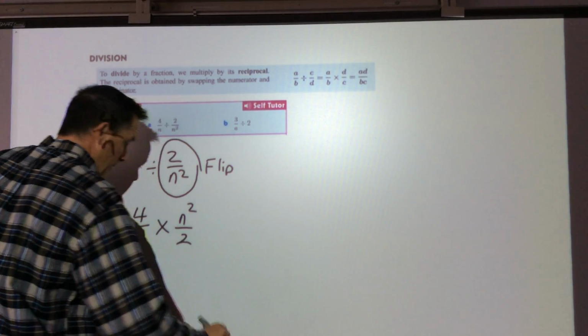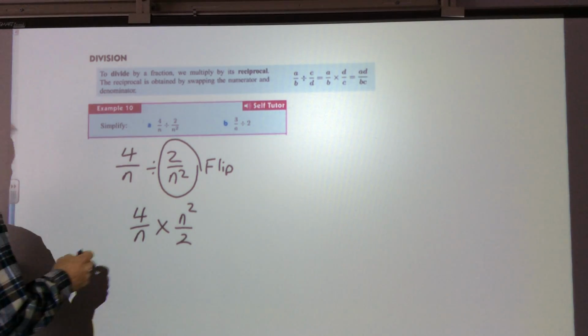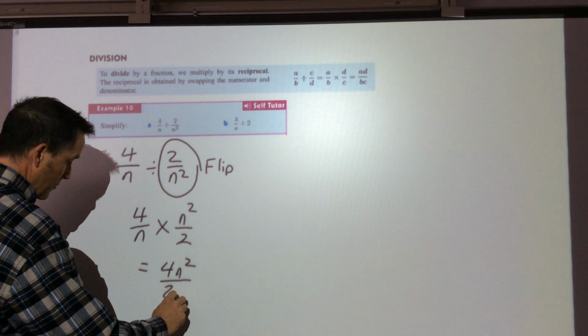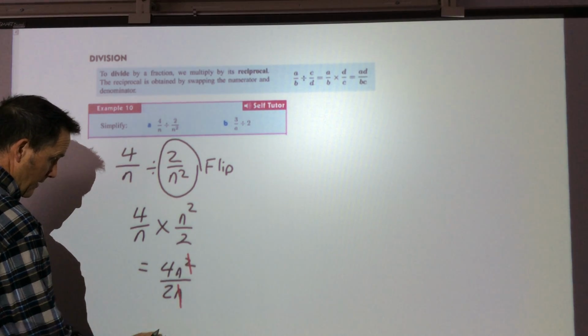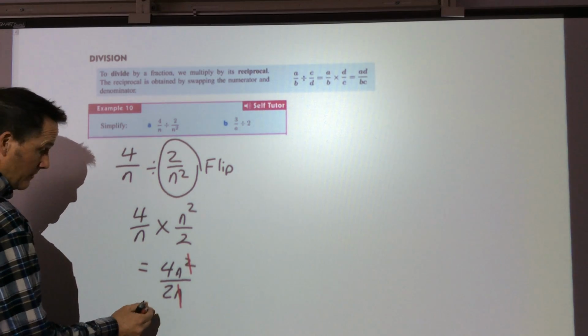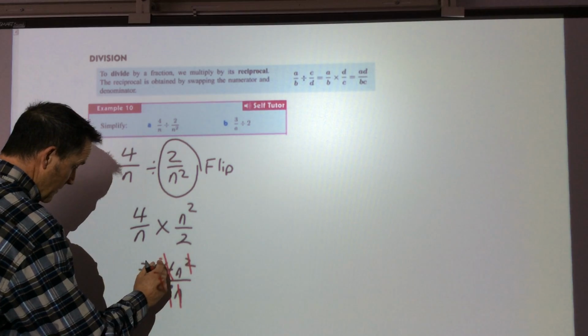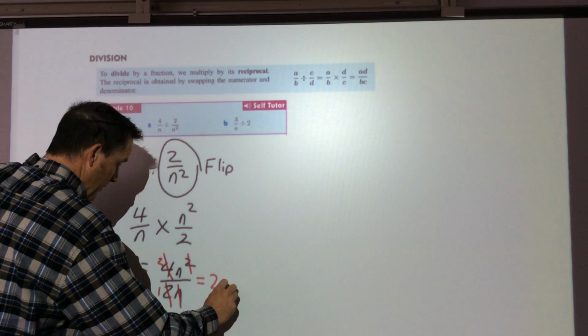Quick way, no, I won't do it yet, equal to 4n squared over 2n. 2 cancels with n. I know some of you don't like this. 4 cancels with 2 and gives me 2 over 1. So I'm left with 2n.